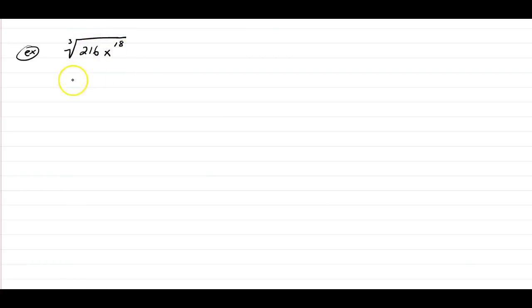Alright, so I'm going to break this apart. Cube root of 216 times x to the 18 over 3. Since this is odd, I don't need to worry about the absolute value bars. The cube root of 216 is 6, and 18 divided by 3 is 6.